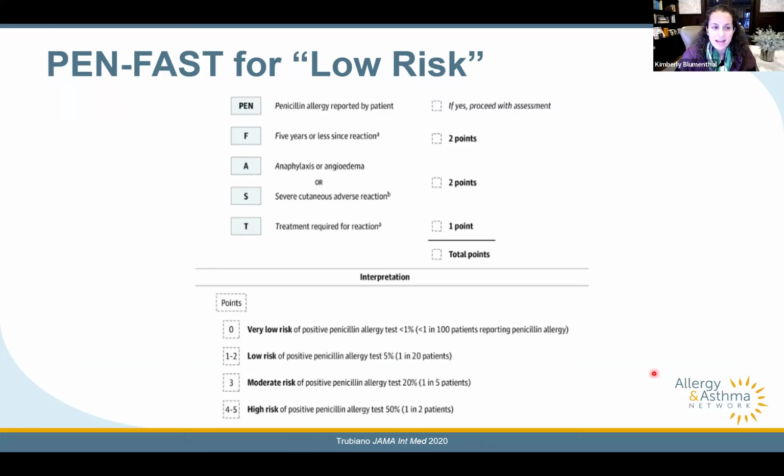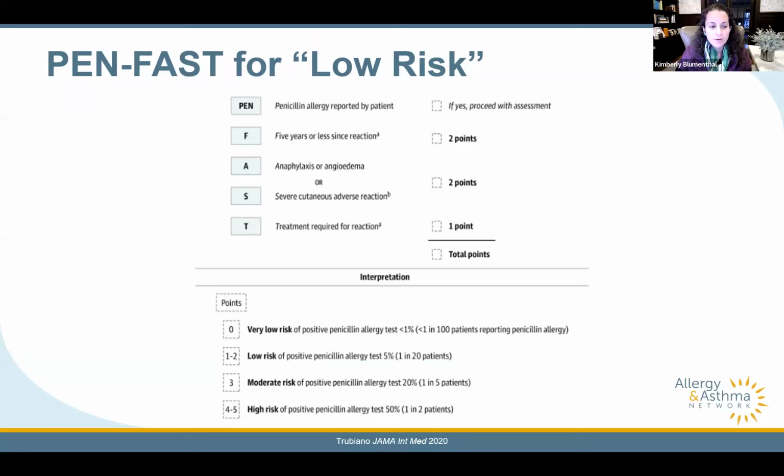So the FAST stands for 5 years since reaction or less. The A is anaphylaxis or angioedema. The S is a severe cutaneous reaction. And the T is treatment required for reaction. So in pure PenFast, you would just get different numbers of points for these different things. You'd add them, and then you could decide what to use as your cutoff.